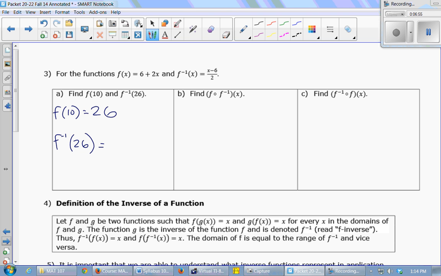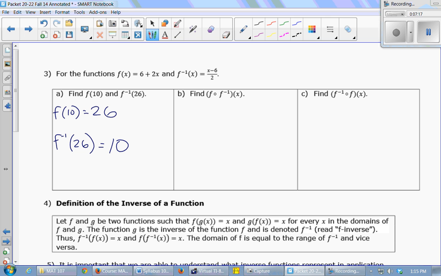Because of the stuff we just went over, yeah. Inverse functions swap the role of input and output, right? So if f of 10 is 26, f inverse of 26 is 10. And you can double check it with the formula, right? If we put a 26 into this formula, you would get 26 minus 6 is 20, over 2 is 10. So it's like a round trip.